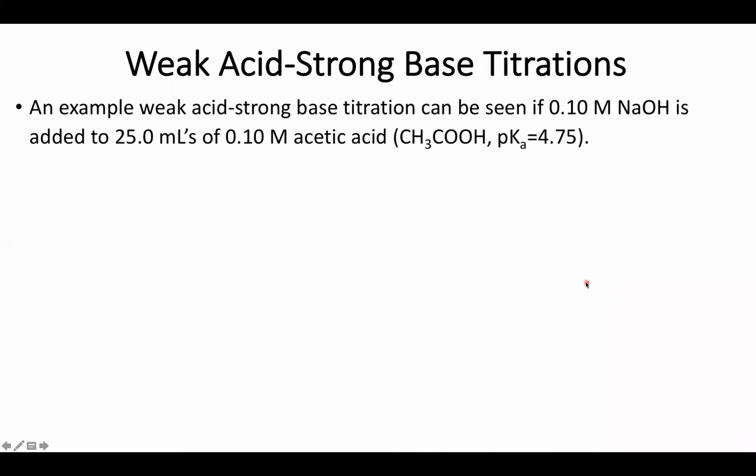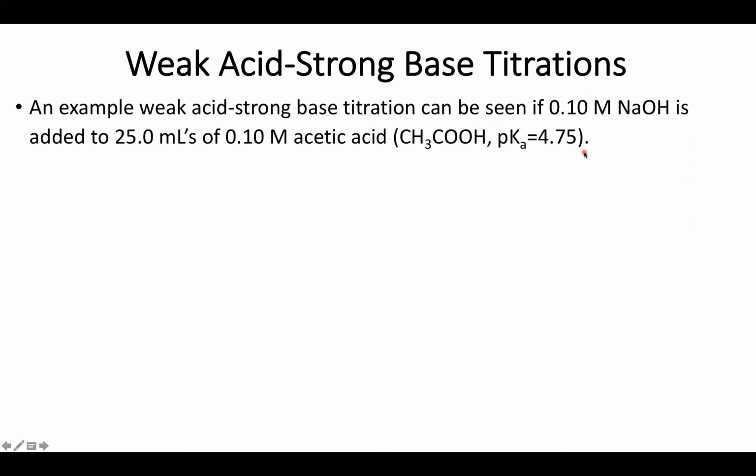For our titration system, let's look at adding our strong base titrant, 0.1 molar sodium hydroxide, just like last time. But now instead of 25 mL of HCl, we're using acetic acid, again with 0.1 molar acetic acid. That way the molarity of the two systems lines up and it makes our calculations a lot easier. It is worth noting acetic acid has a pKa of 4.75, which is going to come into play.